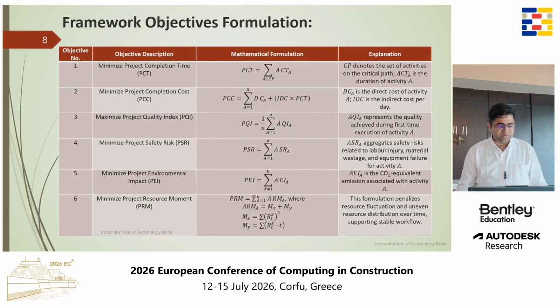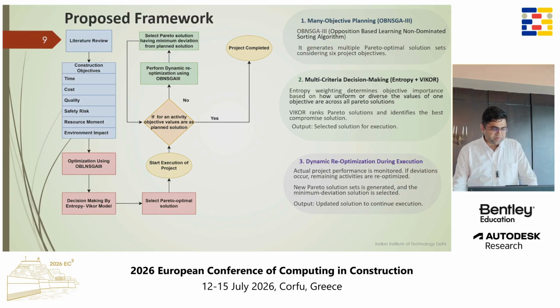So with this, we had about 6 objectives that we want to achieve: the minimum project completion time, the minimized project completion cost, maximum project quality index, minimum project safety risk, minimum project environmental impact, and minimized project resource movement. So these are the 6 objectives that we will be dealing with. This is what the proposed framework is.